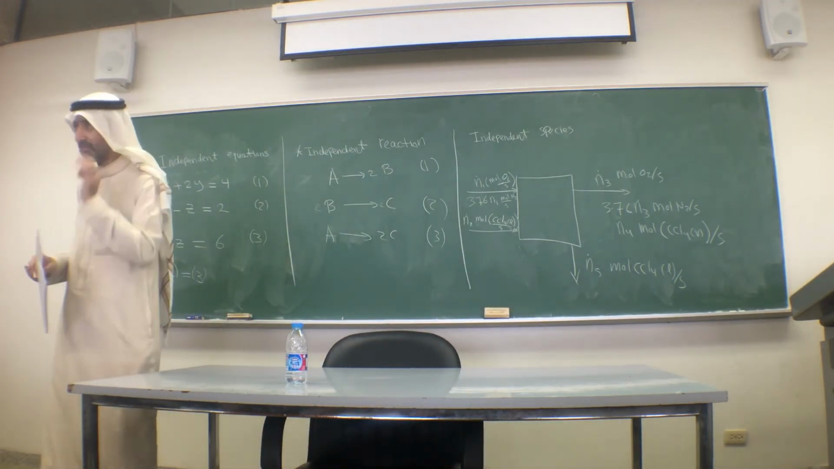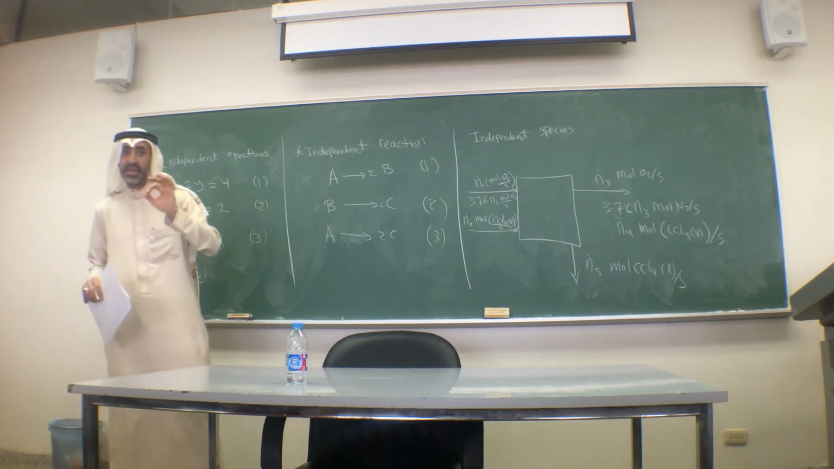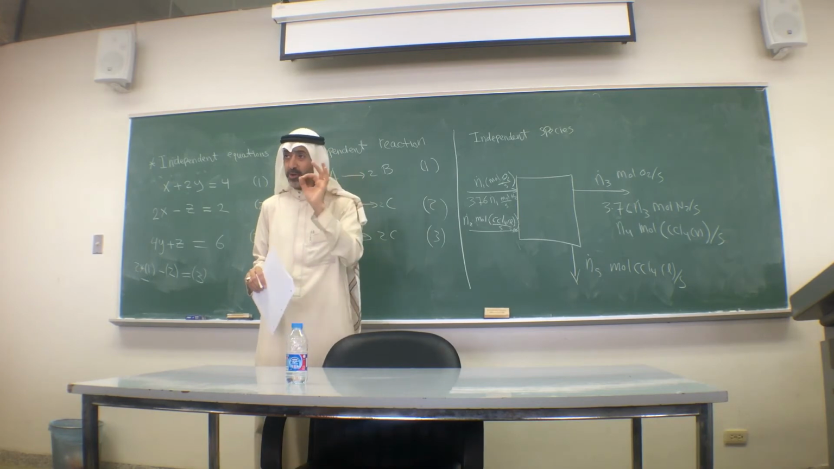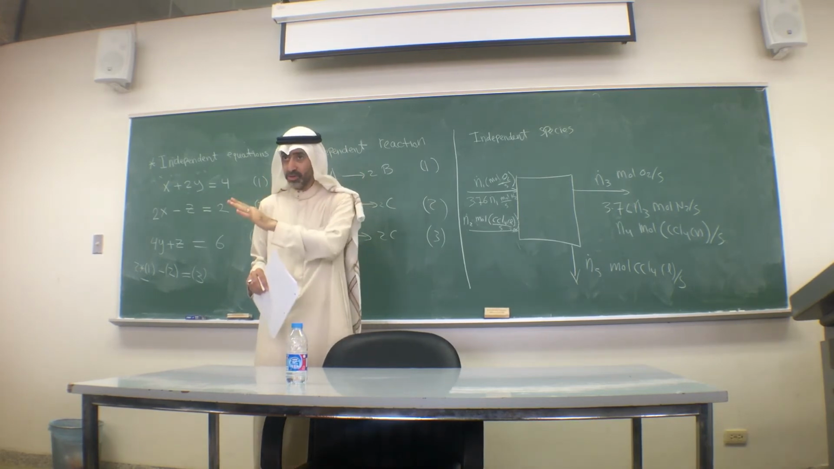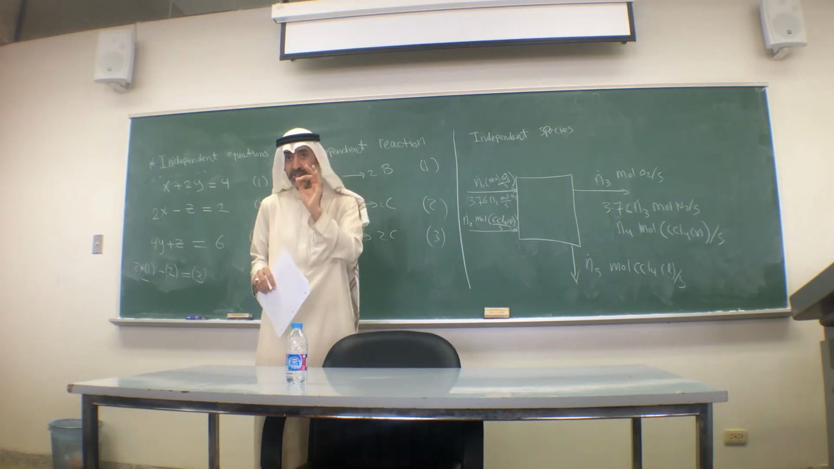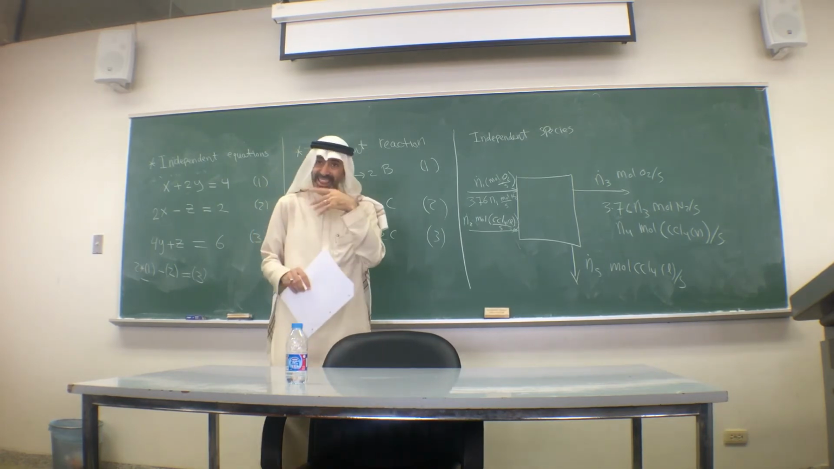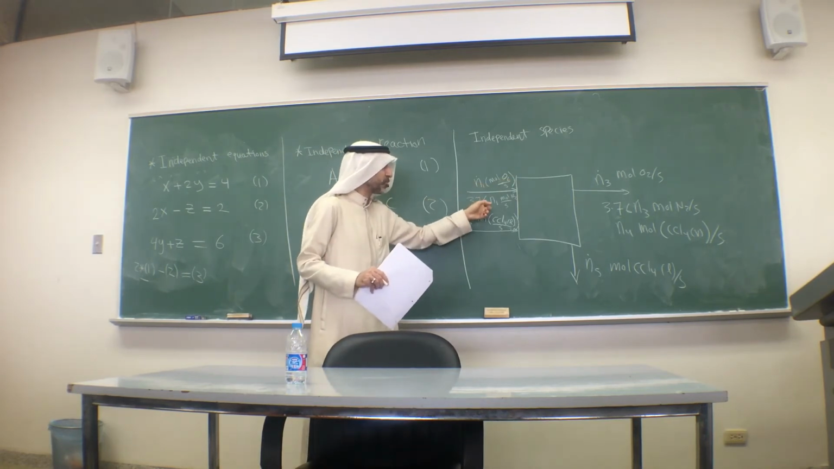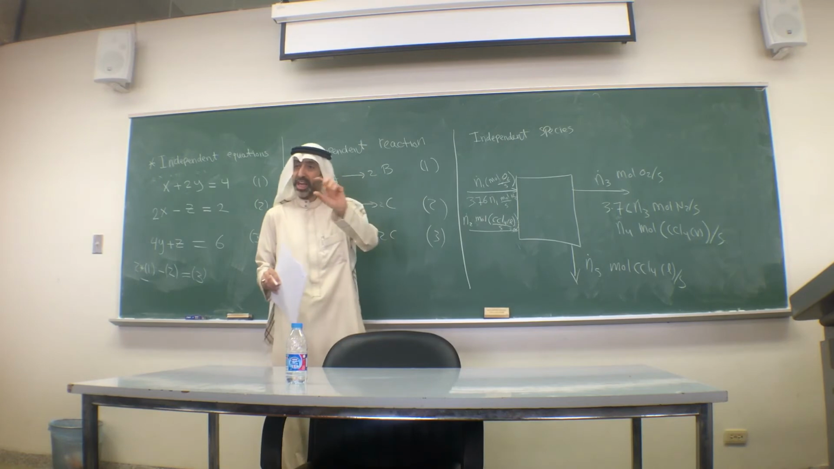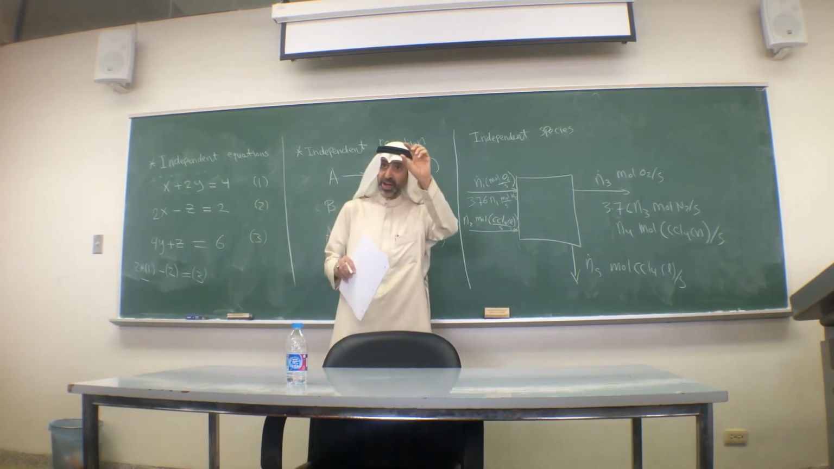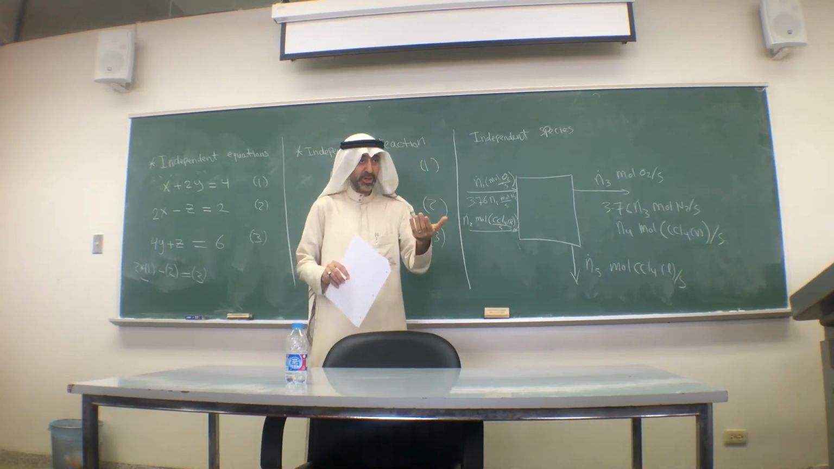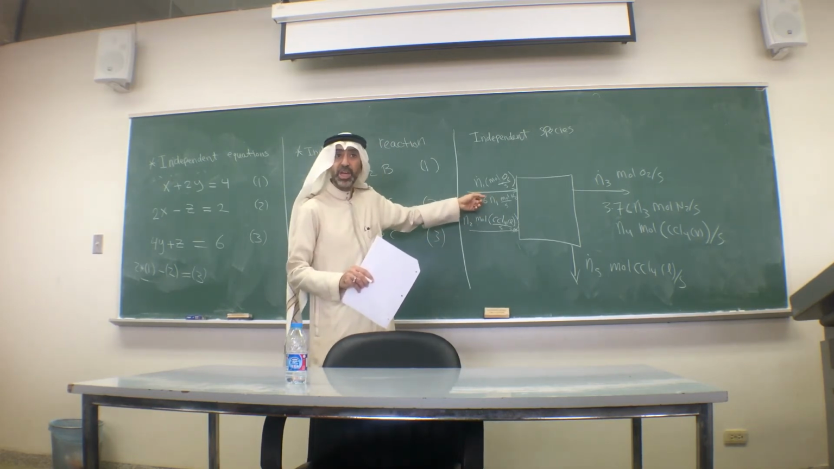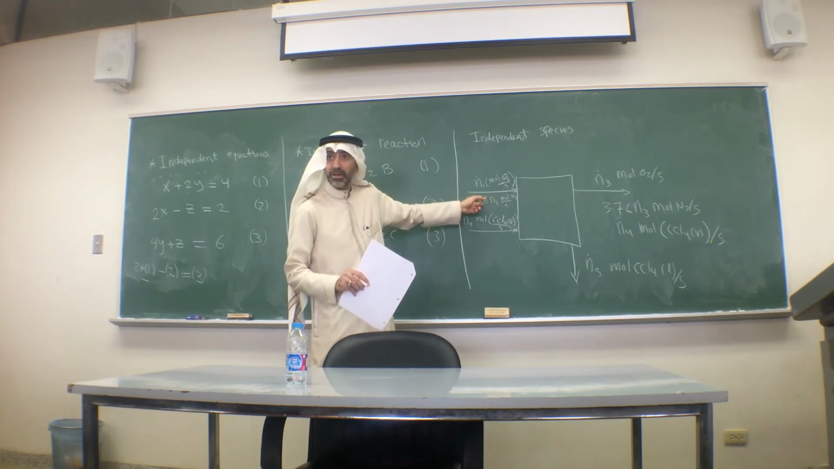The air, when you have air, you can write air as containing 0.21 mole oxygen per mole, or 0.79 mole nitrogen per mole. There is another method, they sometimes write it as N1 mole oxygen, or 3.76 N1 nitrogen, because the ratio if you divide 0.79 by 0.21 is 3.76.